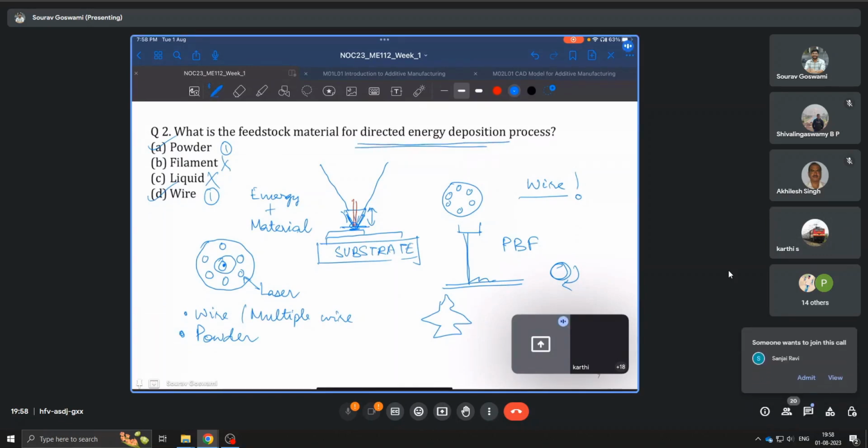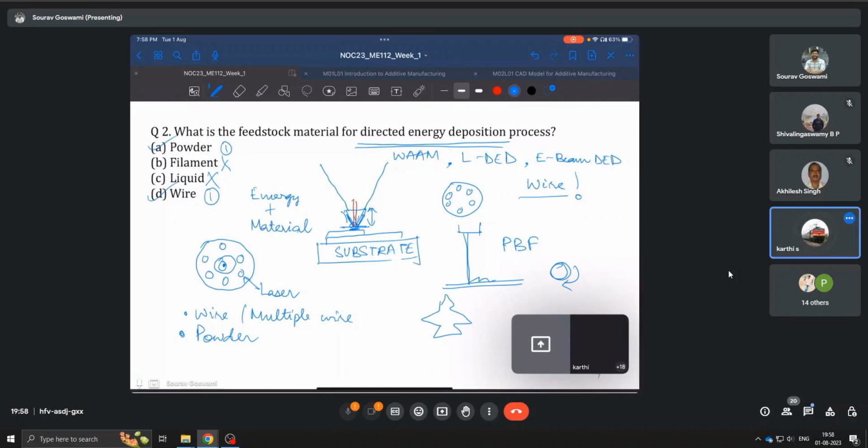DED can include WAM, it can include laser DED, can include E-beam DED using wires only. But yes, it can have wires. Maybe in the next lecture, I can share a few videos where they are depositing wire using DED setups. Yes, thank you, Karthi. Any other doubts? No, sir.